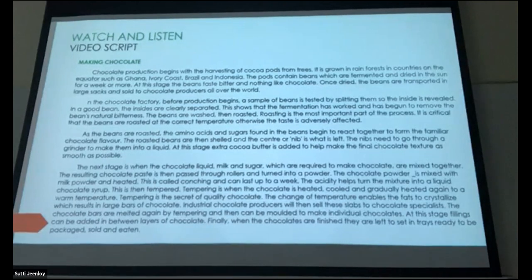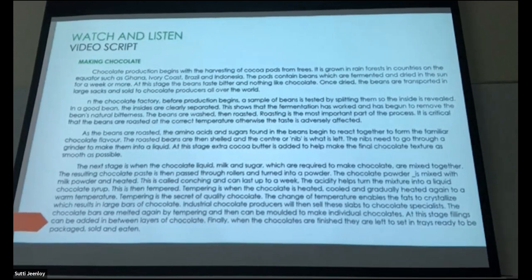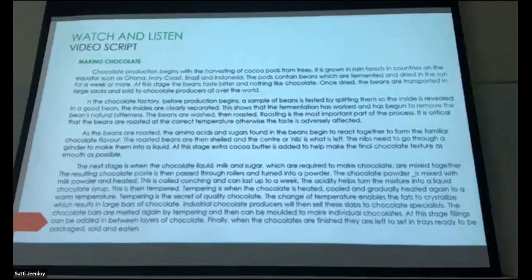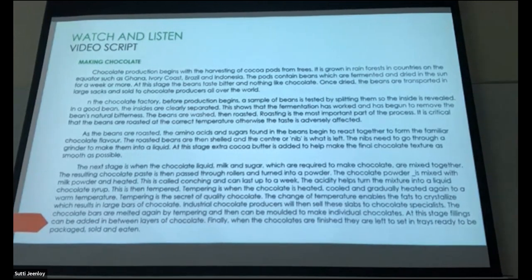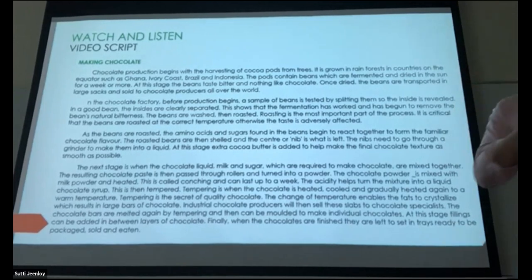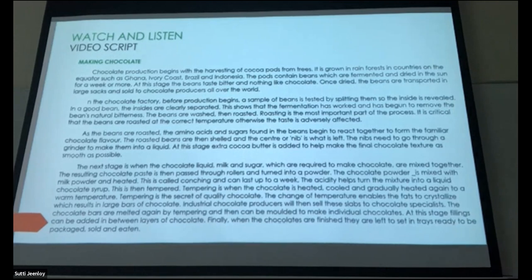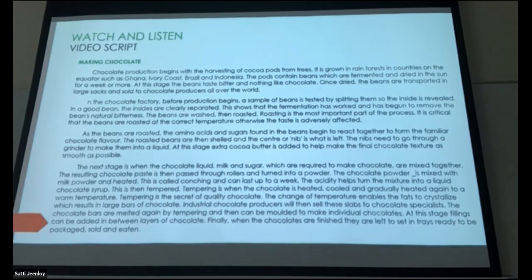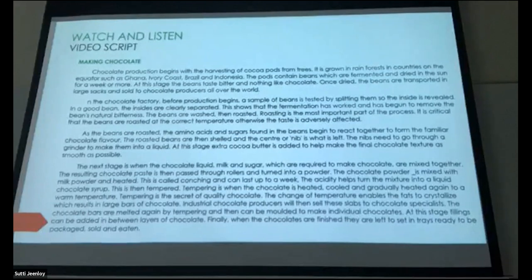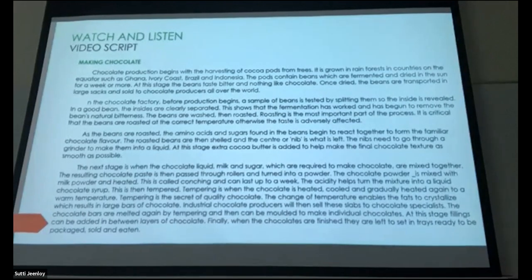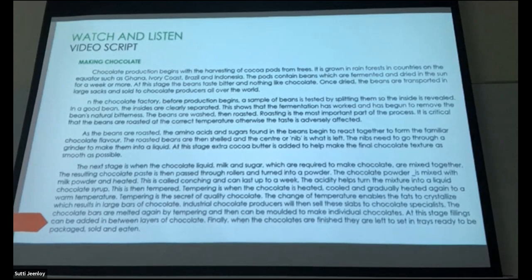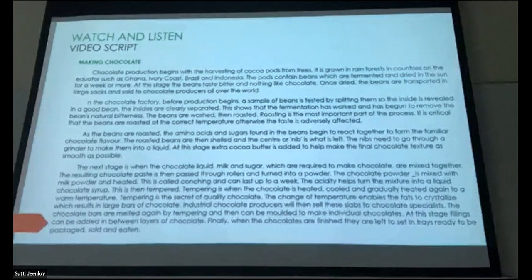revealed. In a good bean, the insides, เครื่องในเราเรียกอะไรวะ เครื่องในแบบที่มันเป็นไก่เครื่องใน เขาก็เรียก insides เหมือนกันเนาะ อย่างไม่เป็นทางการ นั่นคือ insides, right? เพราะฉะนั้น insides ก็ข้างในนั่นเอง insides are clearly separated. This shows that the fermentation has worked and has begun to remove the beans' natural bitterness. The beans are washed and then roasted. Roasting is the most important part of the process. It is critical that the beans are roasted at the correct temperature. Otherwise, the taste is adversely affected.